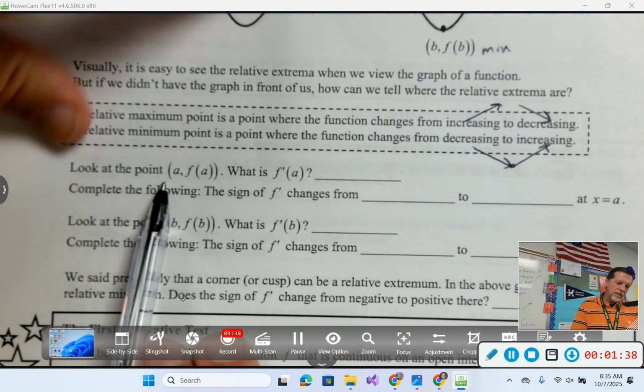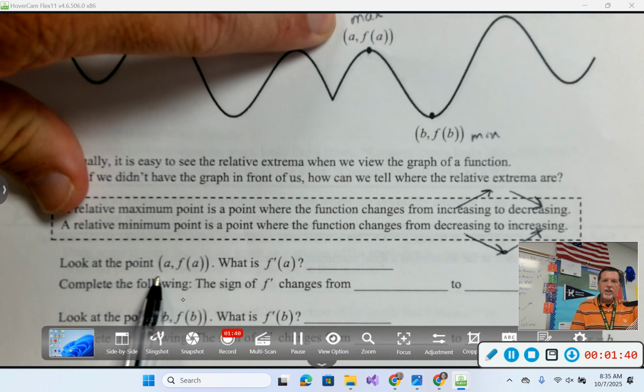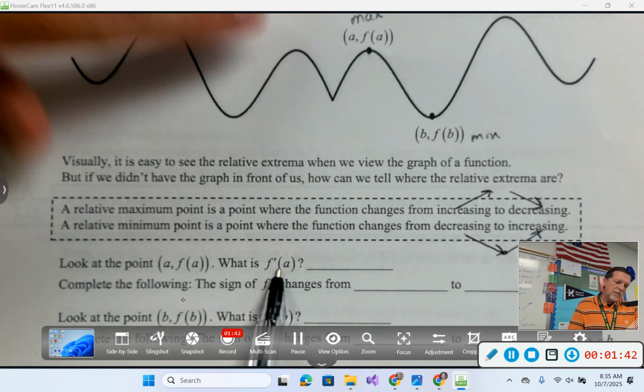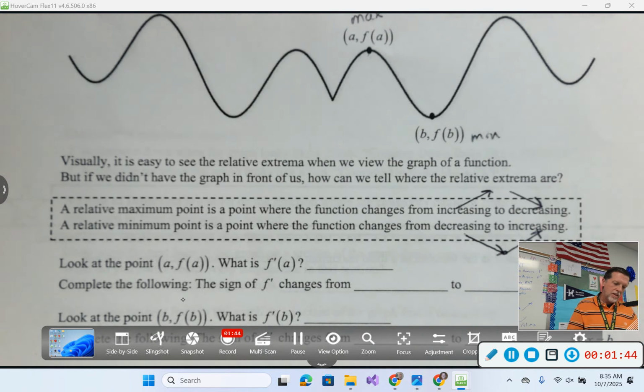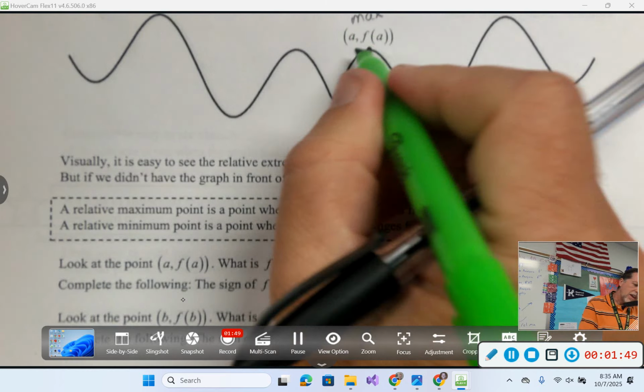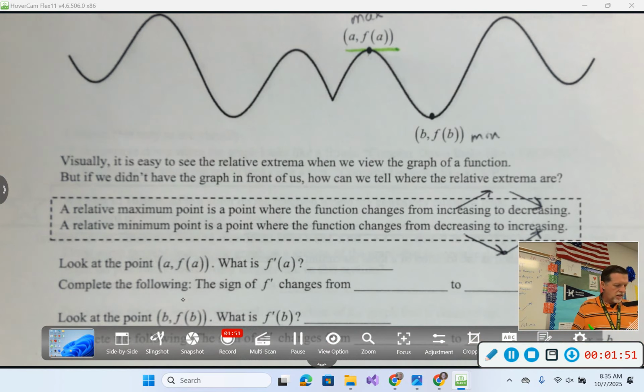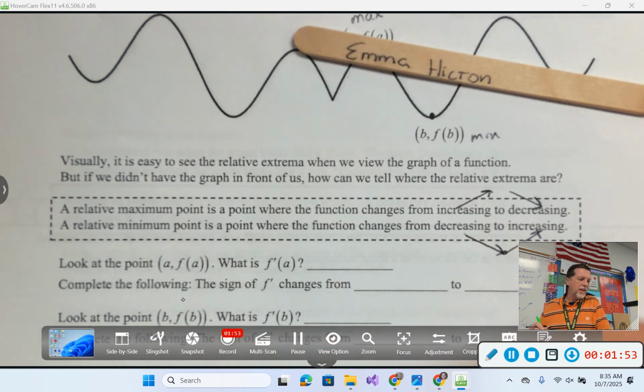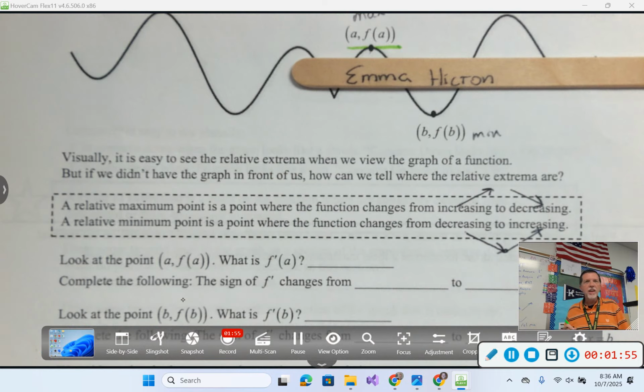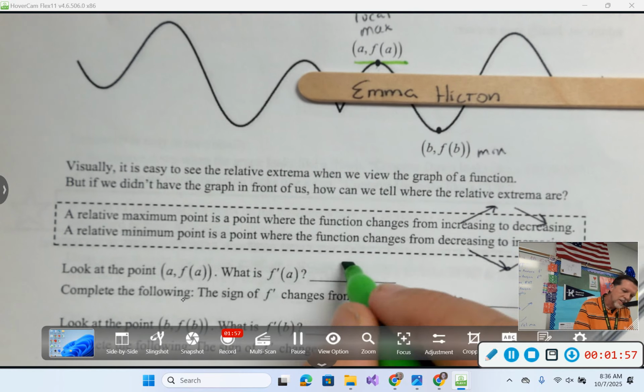Let's look at the point (a, f(a)). What is f prime at a? So what is the derivative of f at a? What's the slope of that tangent line? 0.